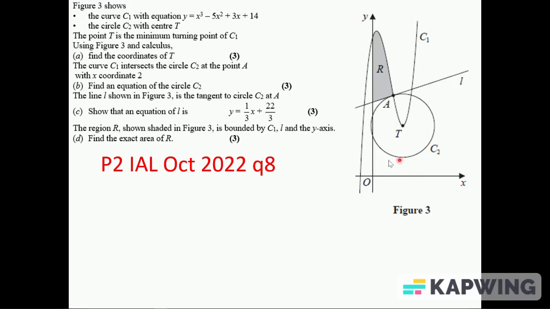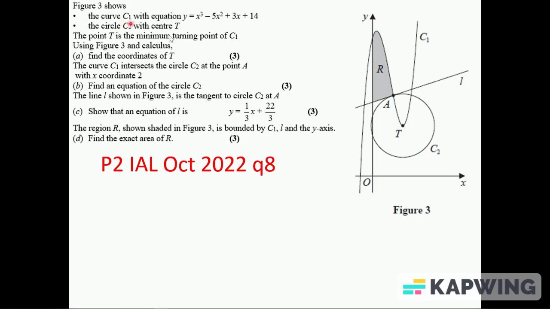This is the P2 International A-Level October 2022 question 8. We've got a circle here, and we've got a cubic, and a tangent, and then we've got to work out this area here. So it mixes up a few different types of questions, so I thought I'd do this one.